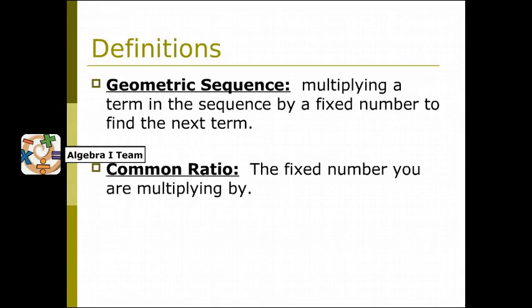Before we get started, we need to go over some basic terminology regarding geometric sequences. A geometric sequence is found by multiplying a term in the sequence by a fixed number to find the next term. The common ratio is the fixed number you're multiplying by.